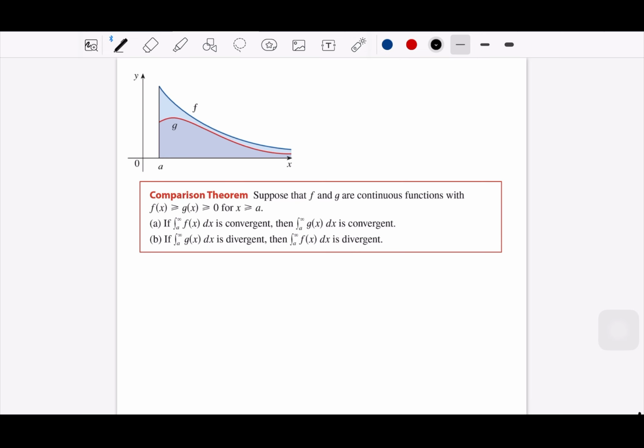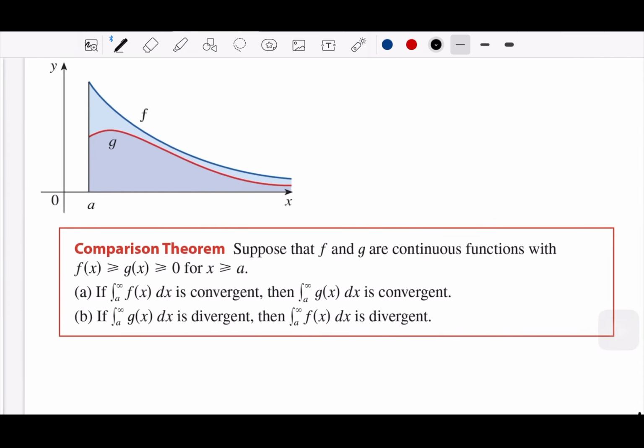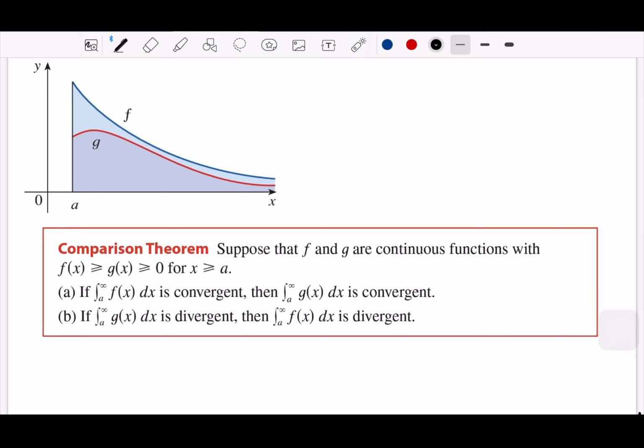The theorem is that when we have functions, let's say f and g, both need to be positive functions. And then we have 2 statements, and you need to be careful about these. The first statement: if the integral of f from a to infinity is convergent, then of course g, which is below f, its integral will also converge. So if f converges, then g converges.